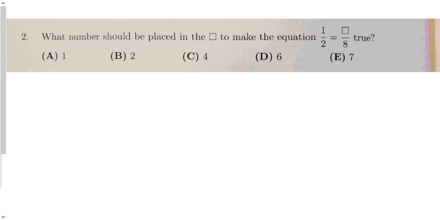The second question: what number should be placed in the square to make the equation true? Well, one half is equivalent to how many eighths? If we multiply the numerator by 4, we get the equivalent of 4 eighths.